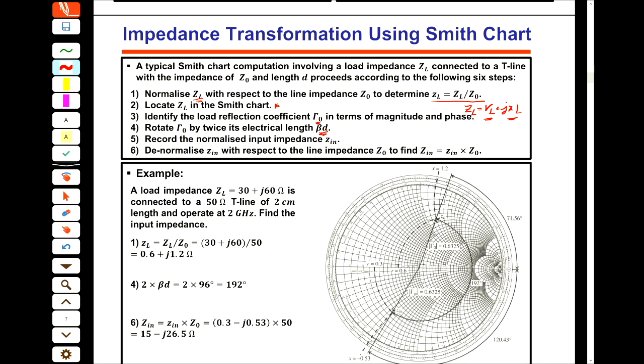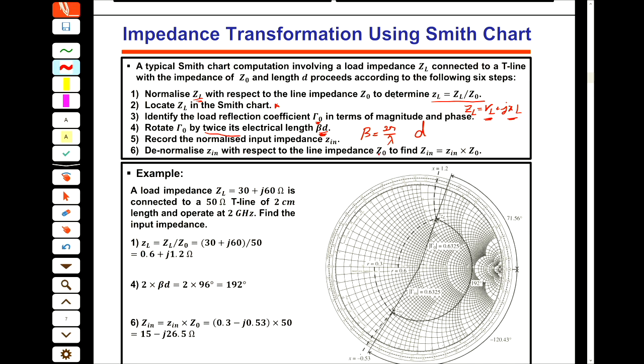And then you are moving around the ZL by twice this beta D, which you calculate based on the lambda. For example, you calculate that 2 beta D is, I don't know, 100 degrees, based on the beta, which equals 2 pi over lambda, and this lambda is the lambda of the transmission line. It could be, for example, lambda naught divided by the square root of epsilon r. And then the D is a value, any value, a quarter wavelength or half wavelength or anything.